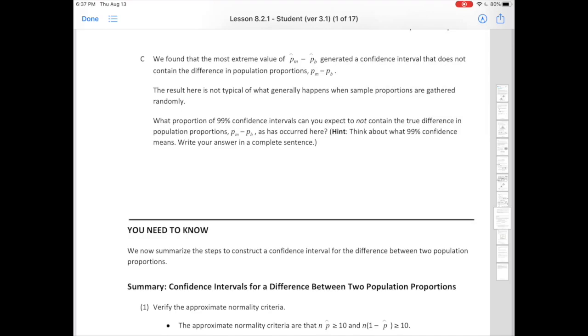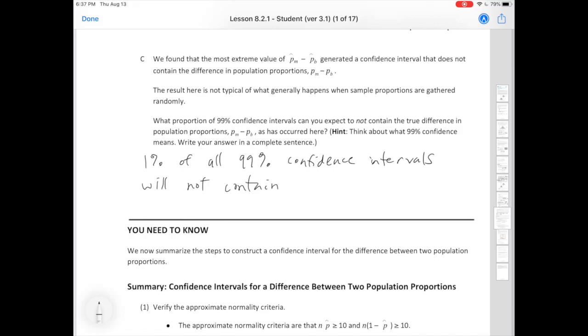What proportion of 99% confidence intervals can you expect to not contain the true difference, as has occurred here? Well, think about it. If we're 99% confident that this contains the answer, then only 1% of the time will it not contain the true difference. So 1% of all 99% confidence intervals will not contain the true difference in population proportions.